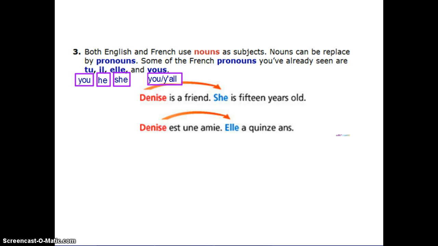I jotted a couple more down for you up there right underneath the directions there in the purple boxes. Again, these are ones that you've kind of seen so far along the way. You've definitely seen tu in tu t'appelles comment. What is your name? Literally, again, remember, you call yourself how. As well as il s'appelle comment, he calls himself how. What is his name? And elle s'appelle comment, she calls herself how. What is her name? We may or may not have discussed vous very much yet, but go ahead and jot it down. Don't worry, we'll get there in just a second.